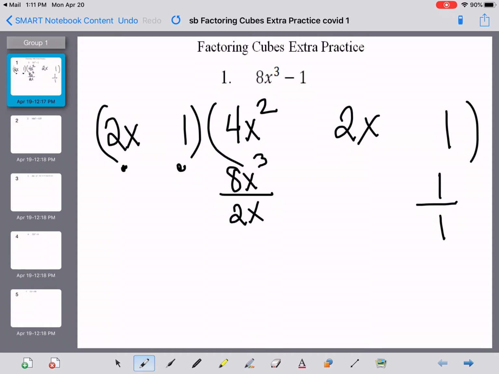And then finally, now we're going to use the SOAP. S stands for the same sign. The sign that we're given in this problem is a minus, so this is going to be a minus. Then the next letter, O, is the opposite of what we just wrote. The opposite of minus is plus. And then AP stands for always positive. So there is the answer to problem number 1.